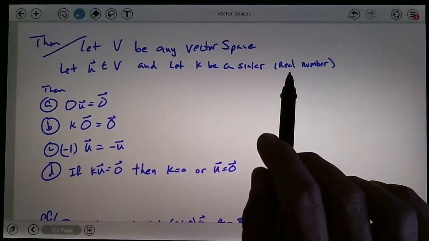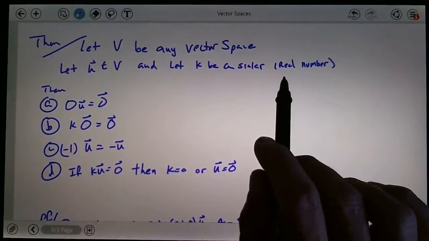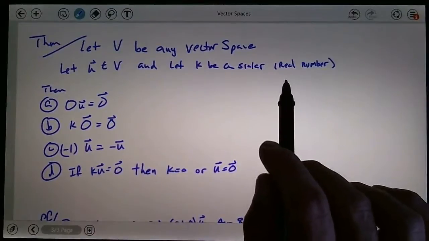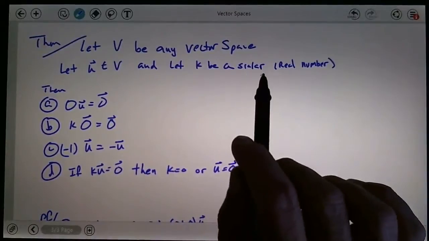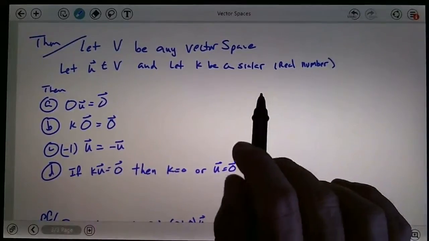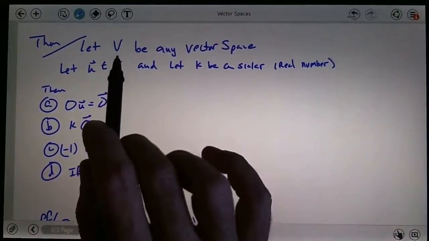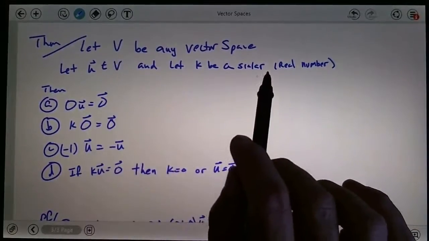There are also such things as complex vector spaces where your scalars are complex numbers, or any other. There's a lot of different types of vector spaces depending on what your scalars look like. For this course, we're talking real numbers. The vectors may be anything. It might be elephants or whatnot, but at least we're multiplying by real numbers.